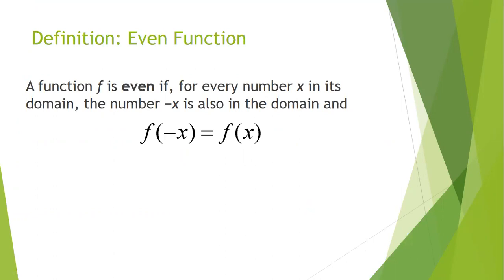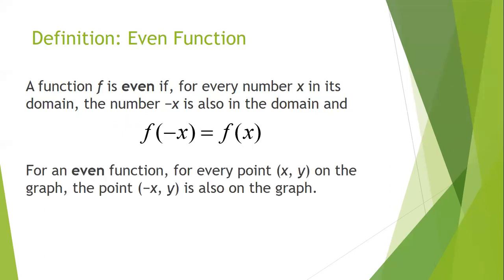in its domain, the number negative x is also in the domain, okay? And this is the rule that we follow. f of negative x has to equal f of x. So then these two things have to be the same, which just basically means that if -1 is 4, then +1 has to also be 4. Okay, those have to be equal values.